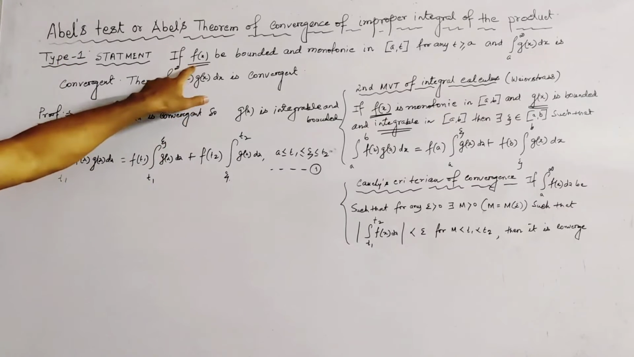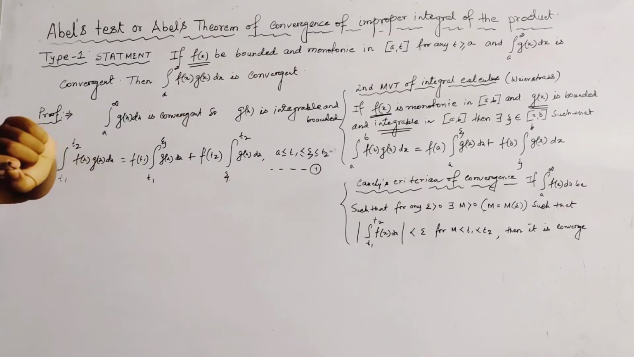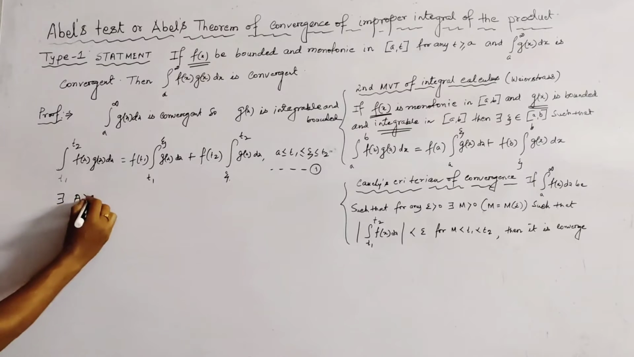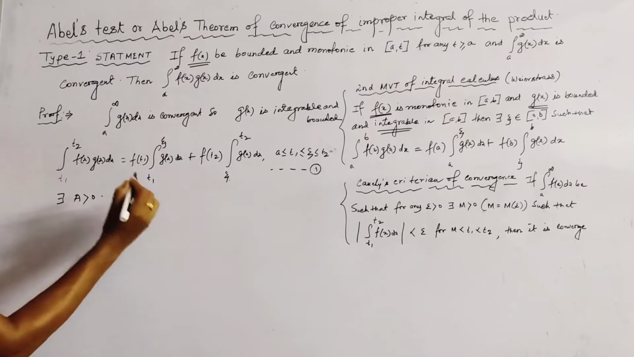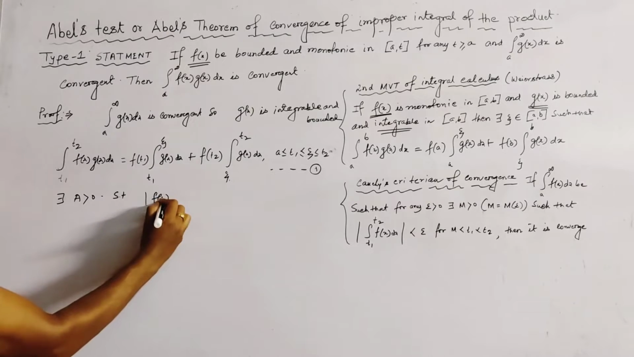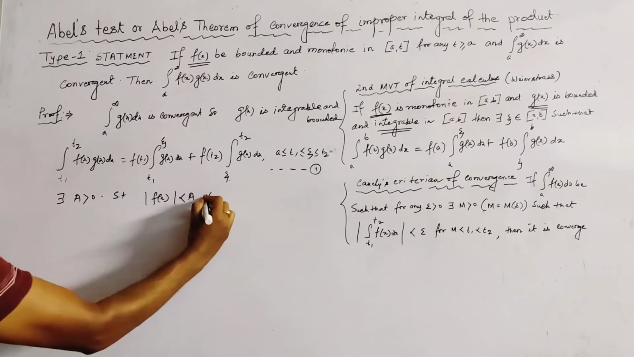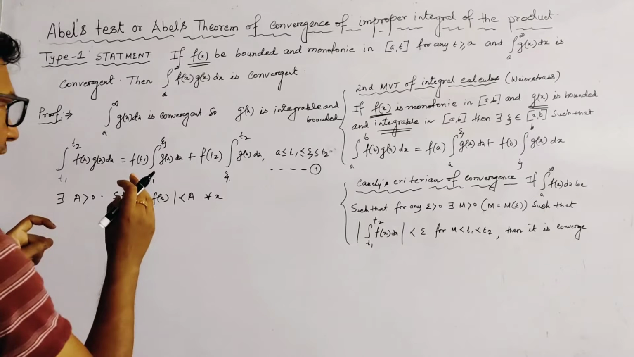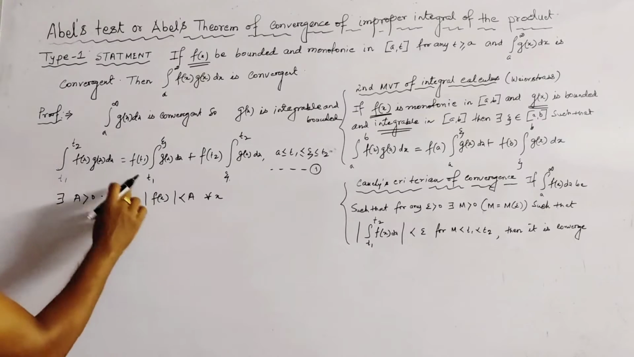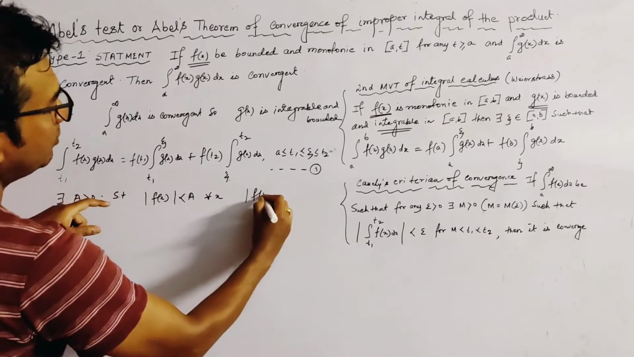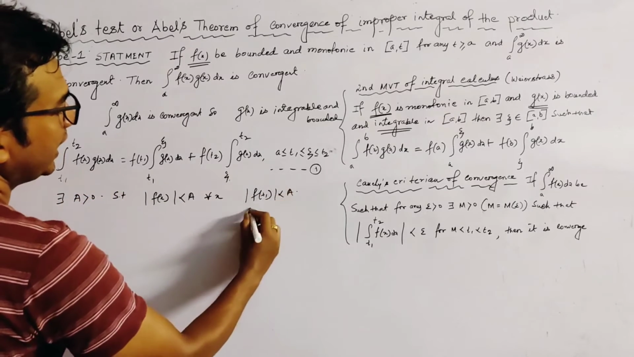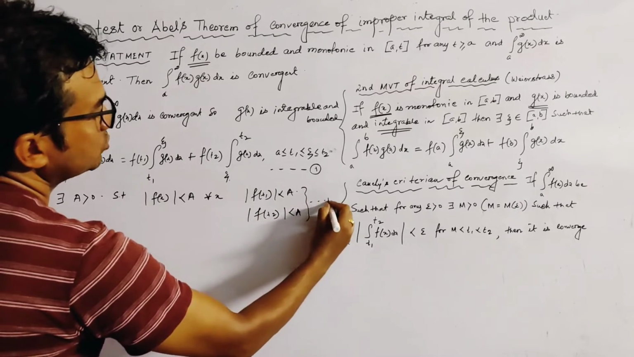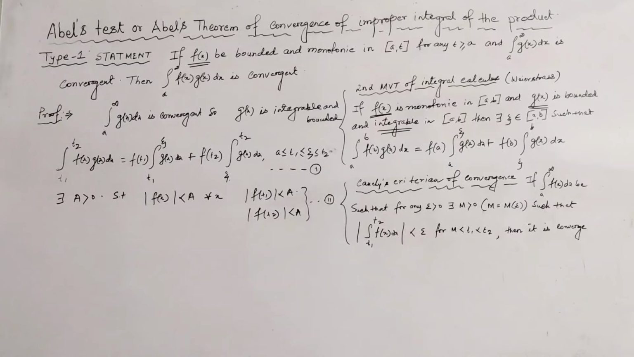Also from the first condition, f(x) is bounded, right? Since f(x) is bounded, there exists a capital A greater than 0 such that mod of f(x) is less than capital A for all x. Okay, and using this condition, we may write mod of f(t1) is less than A and mod of f(t2) is also less than A. We name these two conditions as 2.